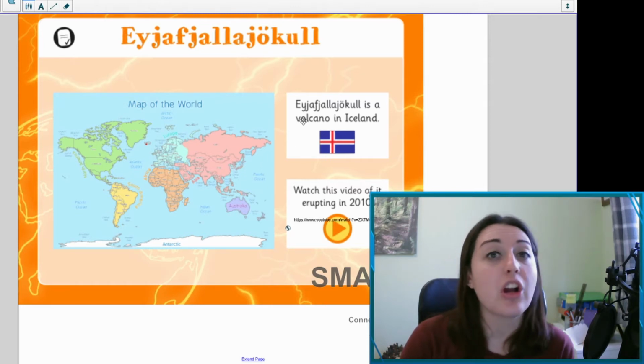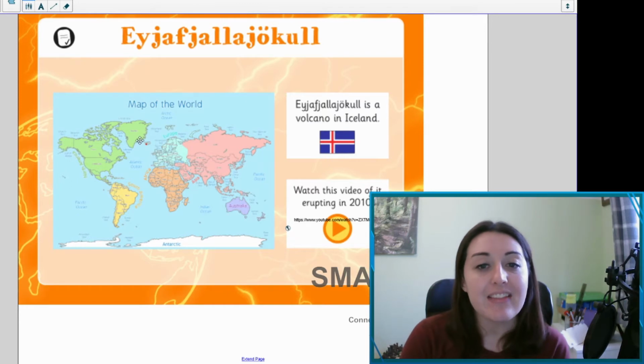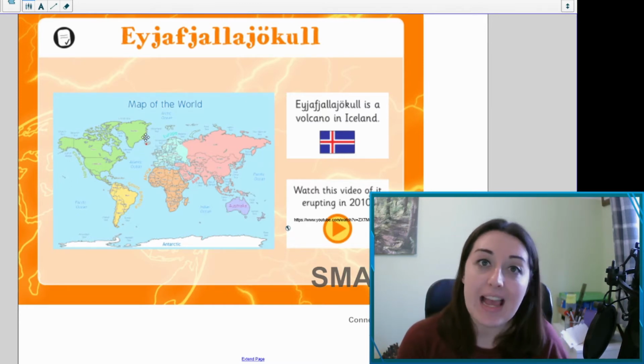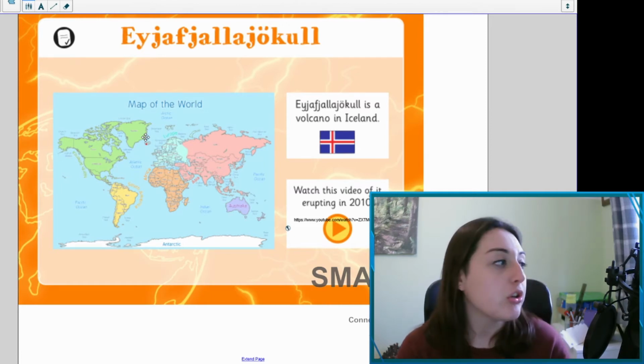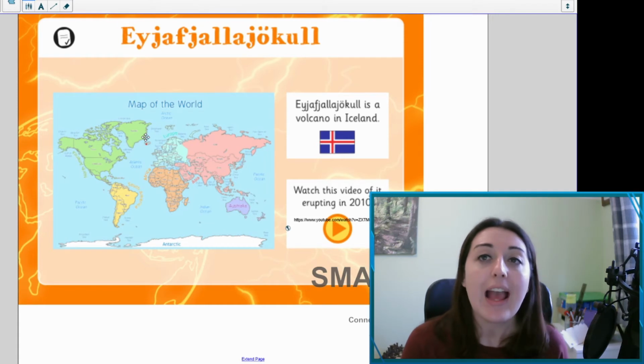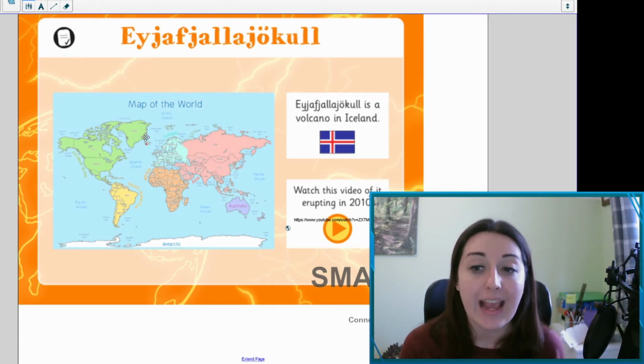So here is a map of the world. I'm not even going to try and pronounce this place, but this is a volcano in Iceland, and that's just here on the map. Now this erupted in 2010, so before you guys were born, but I remember this happening, and it caused huge devastation, and planes couldn't fly over Iceland because of all of the gas and ash cloud and stuff that was coming out of it.